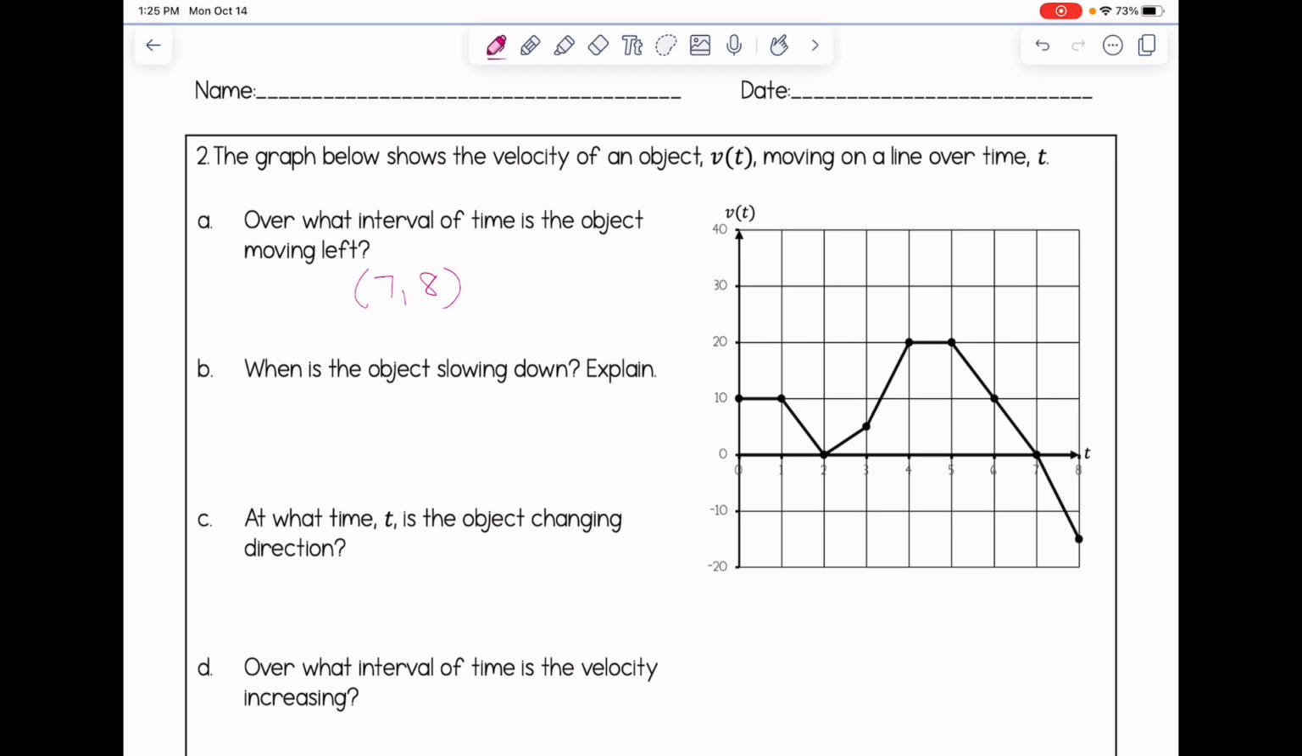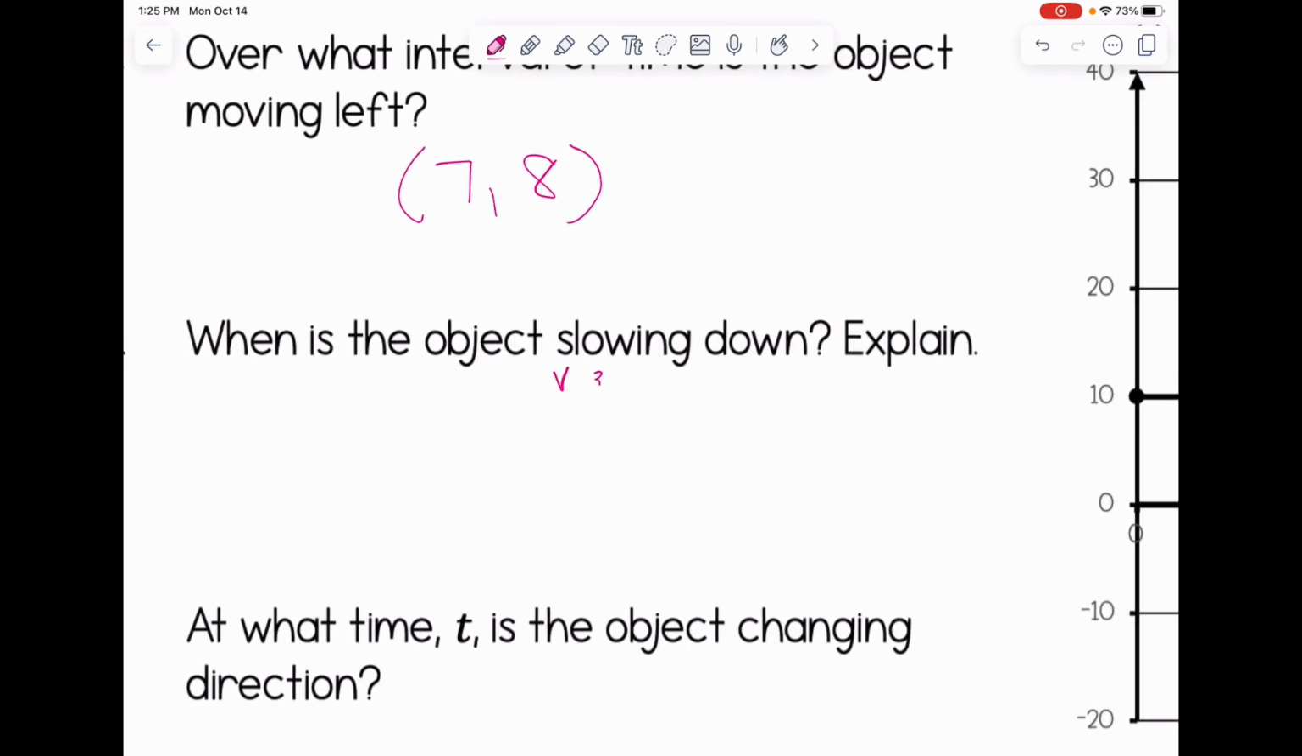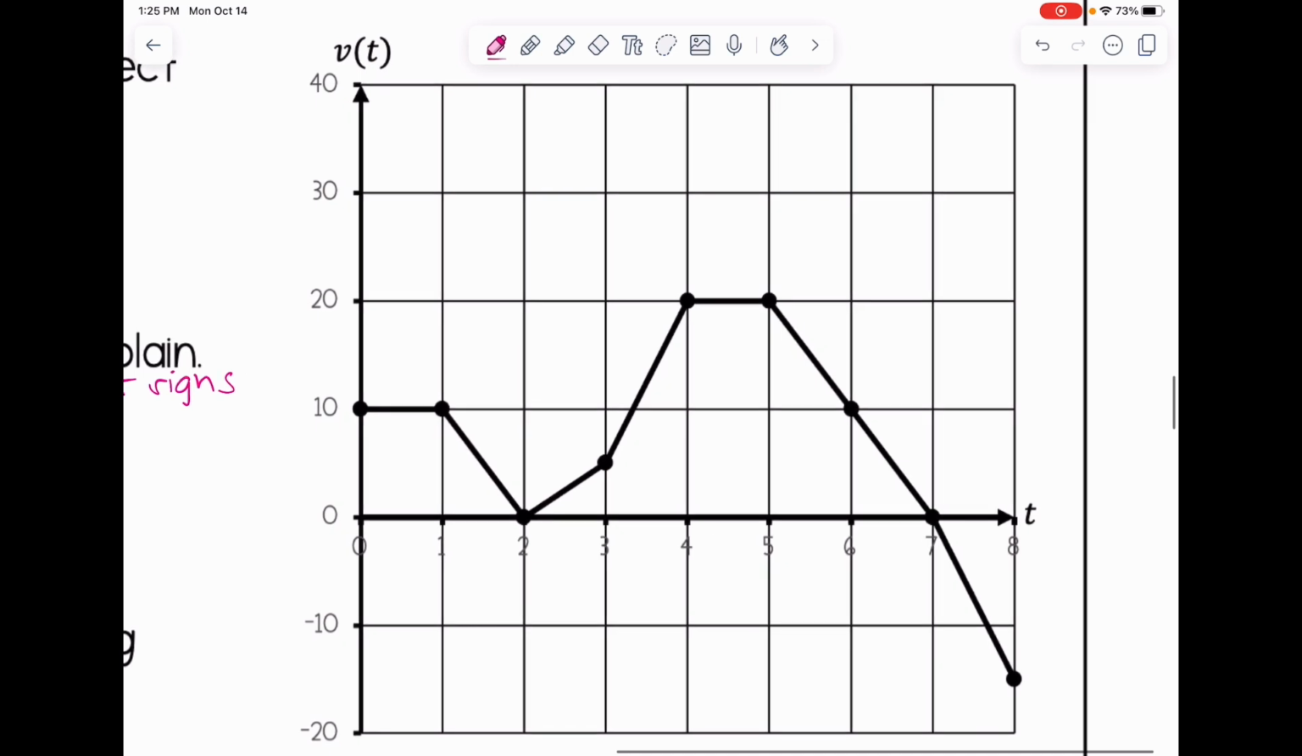Part B, when is the object slowing down? This would mean that velocity and acceleration, which I'm going to abbreviate, have different signs, and we're going to explain that too. So let's analyze our graph here. Velocity is given to us, so I can see here that velocity is positive, positive, positive. I'm just going to look at each interval along the x-axis, and I see all of these values where velocity is positive, but over here, velocity is negative.